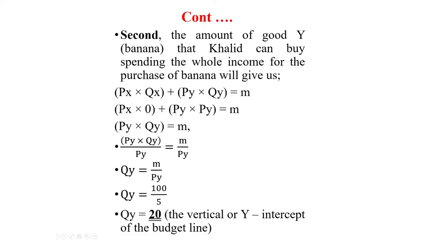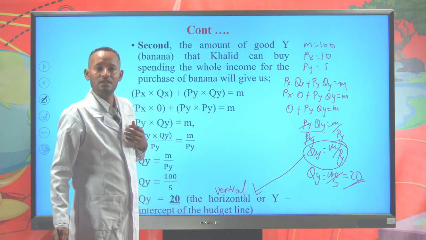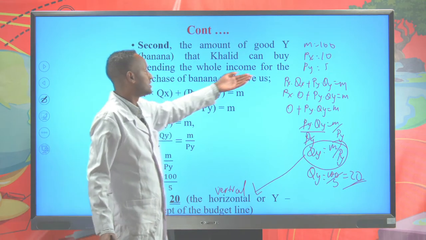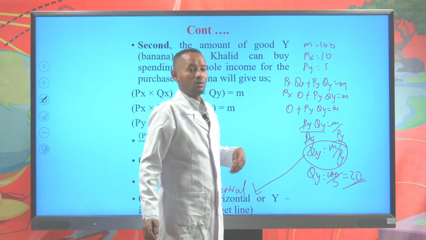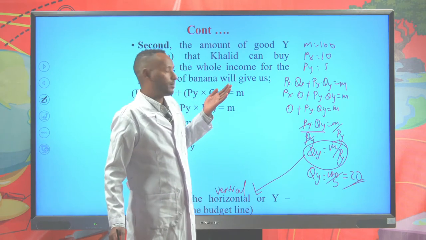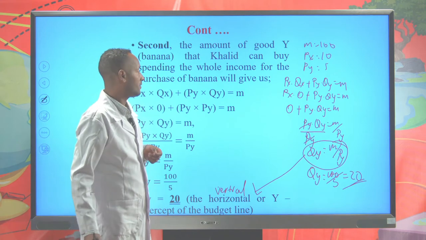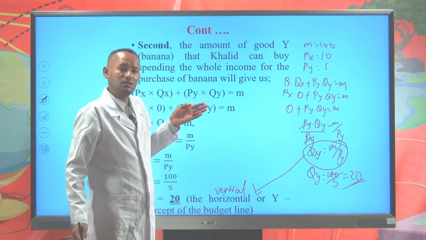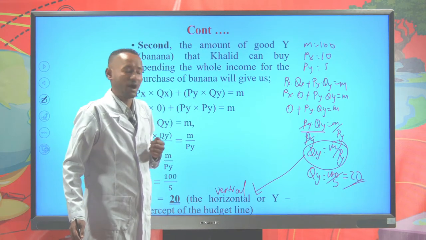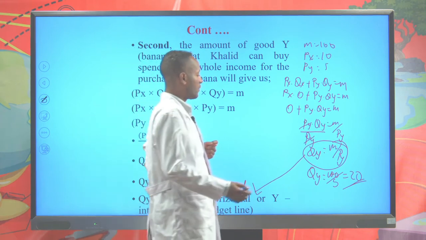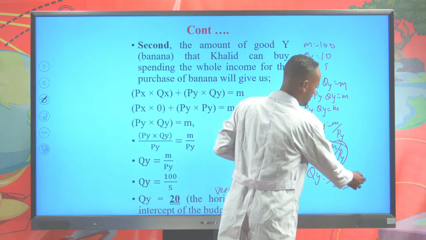This is the vertical intercept of the budget line, or the y-intercept of the budget line. You have 100 birr, the price of a kilogram of oranges is birr 10, and the price of a kilogram of banana is birr 5. Hence, if you spend the whole 100 birr for the purchase of banana, you can buy 20 kilograms of bananas.